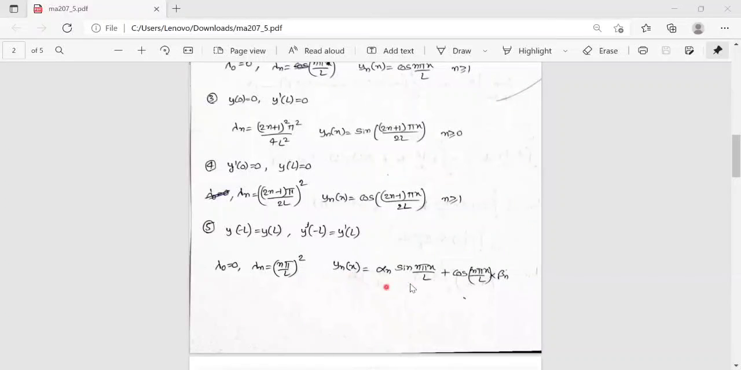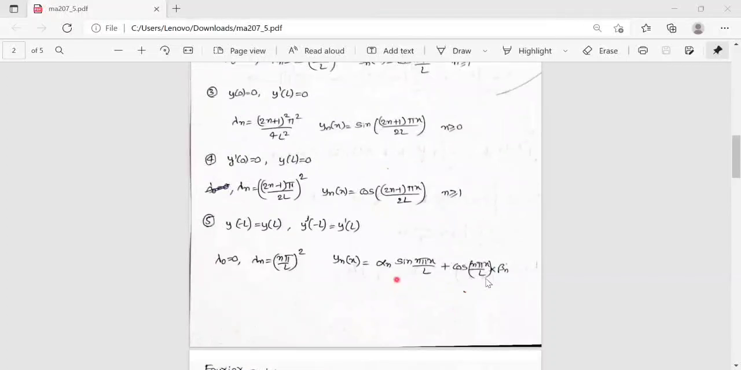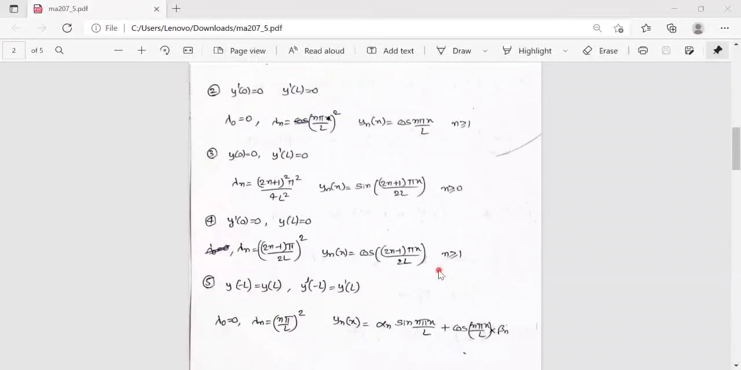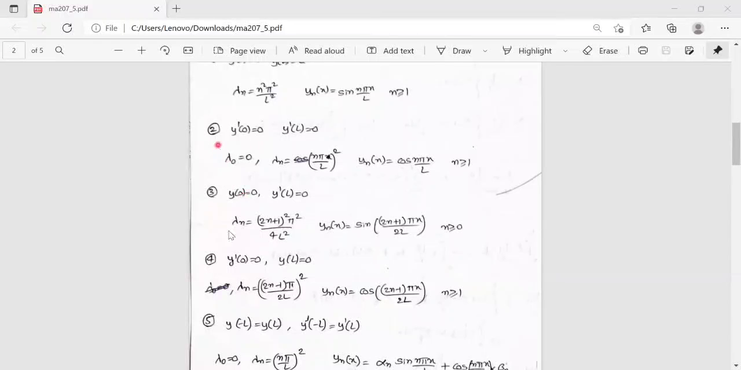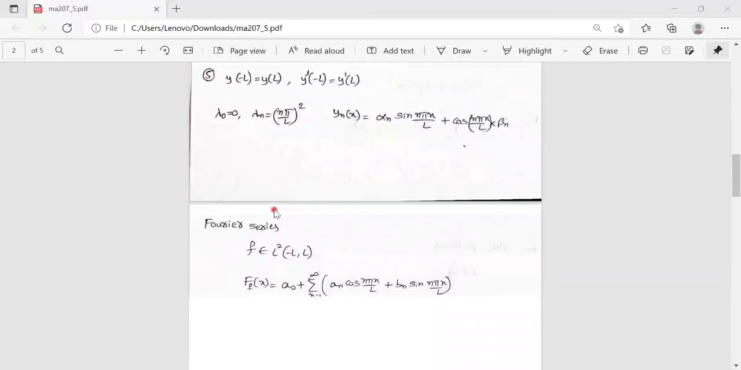And we have two combined solutions for the fifth boundary condition, where lambda n and beta n are constants. We have to observe that for the second and fifth cases, we have lambda 0 is equal to 0 as an eigenvalue, and for the remaining it's not there.